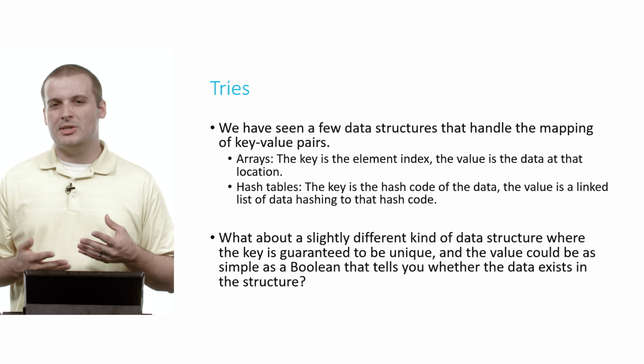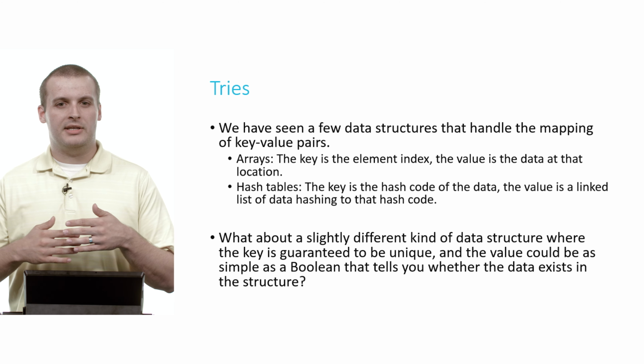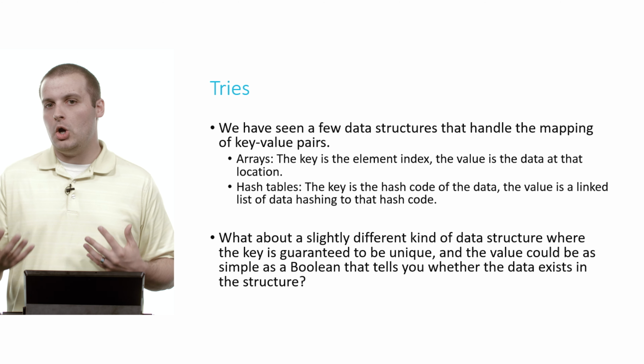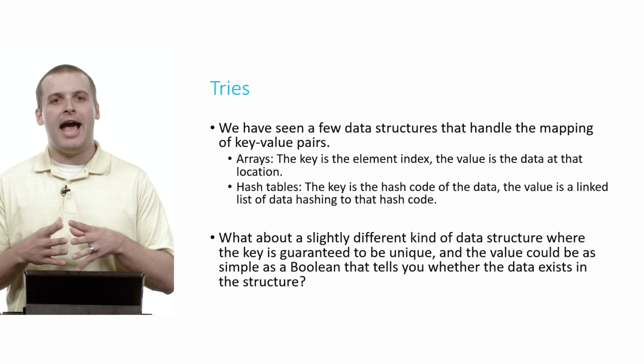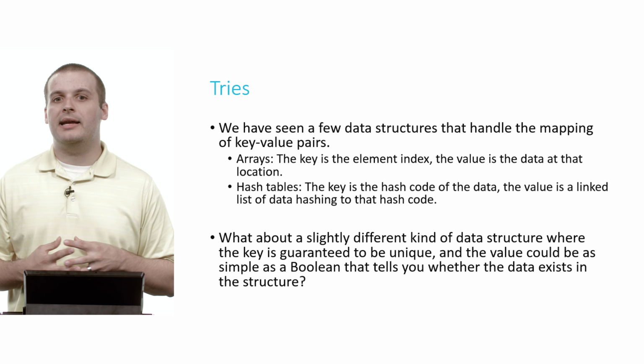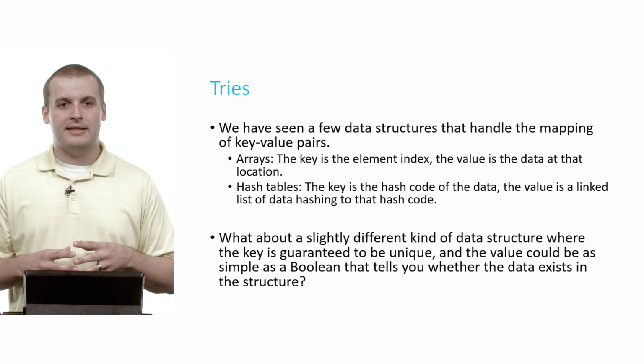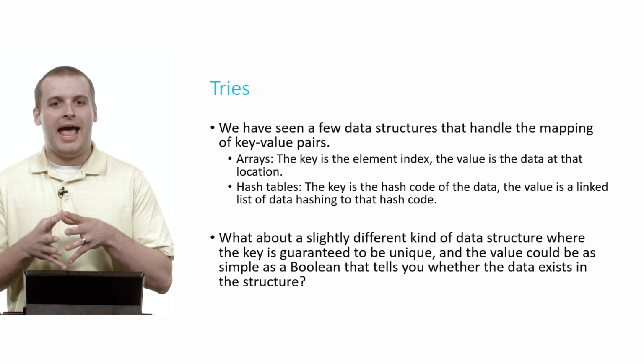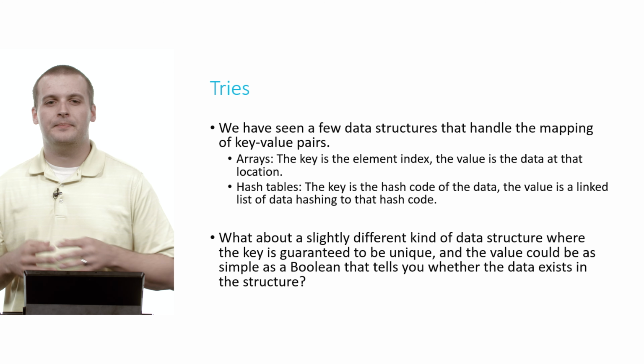With a hash table, it's sort of the same idea. With the hash table, we have this hash function that generates hash codes. So the key is the hash code of the data, and the value, particularly when we talked about chaining in the video on hash tables, is that linked list of data that hashes to that hash code, right?